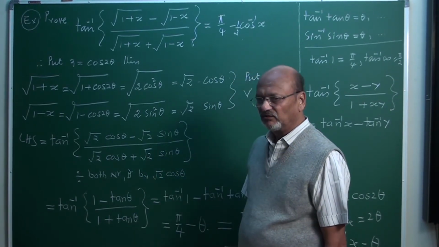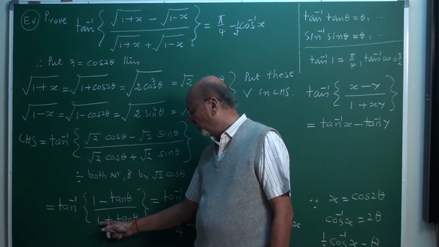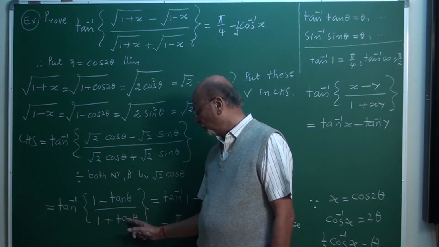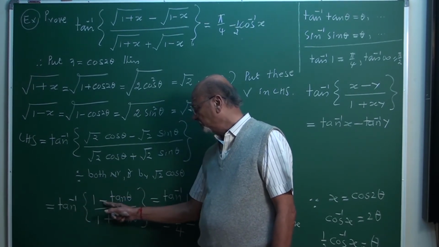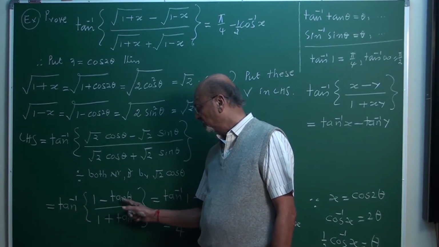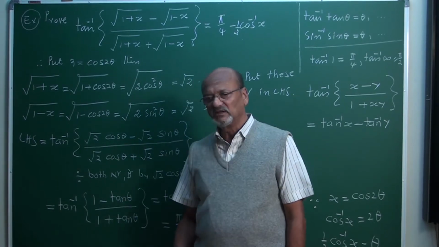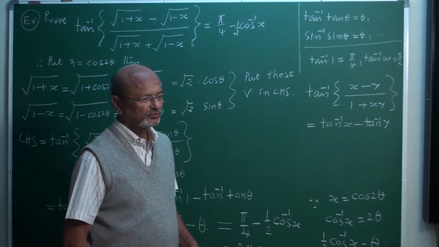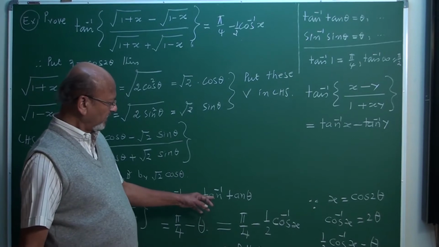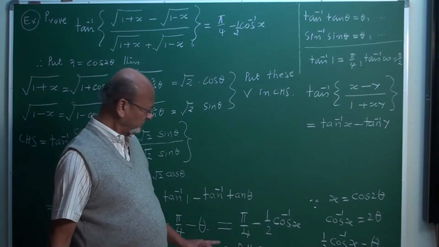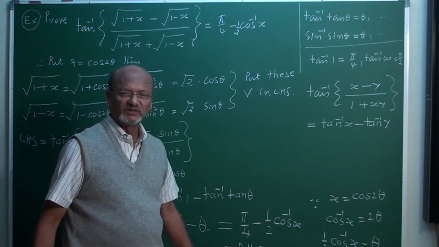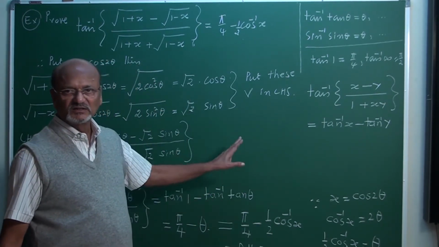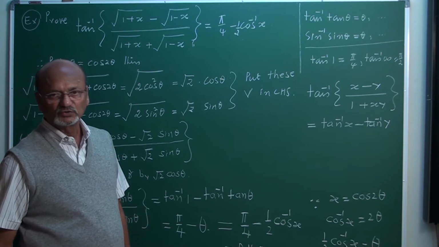Once again, verification of the result. 1, opposite signs, product of these two. Then tan inverse of the first plus is plus, minus is minus, tan inverse of the second. Yes, my friends. Tan inverse 1 is pi by 4. Tan inverse of tan theta is theta. But the value of theta is what? Half cos inverse x. This equals this. Hope understood.